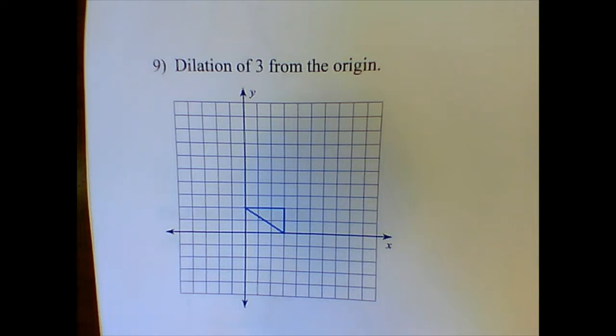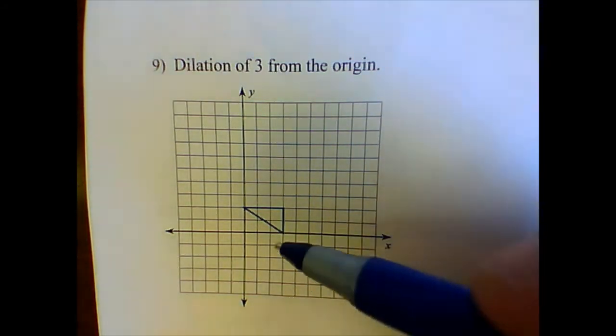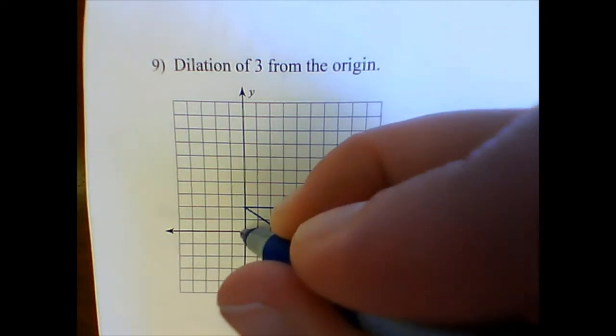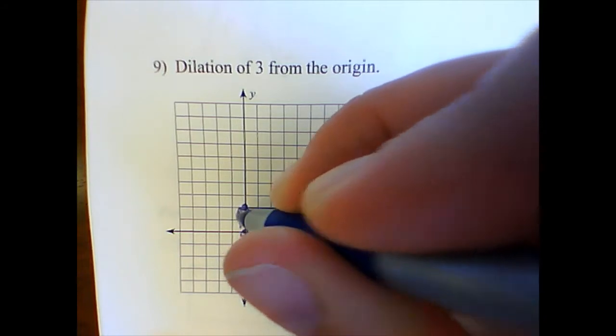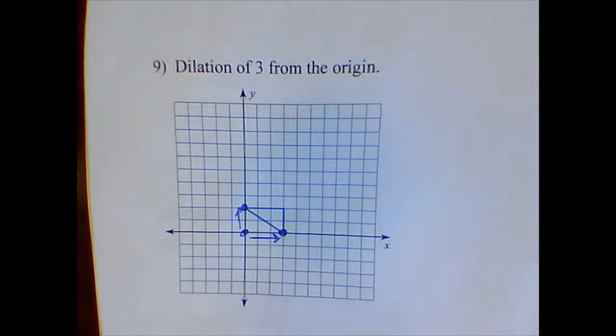There's a really easy way of dilating something from the origin, but I'm going to show you the normal way because it works if you don't have the origin as a point that you're dilating from. So we're going to find the corners, and we're also going to make sure we know where the origin is. And what you want is corners that are on a horizontal or a vertical line from your location of dilation, so in this case, the origin. So we've got two corners that are either vertical or horizontal.